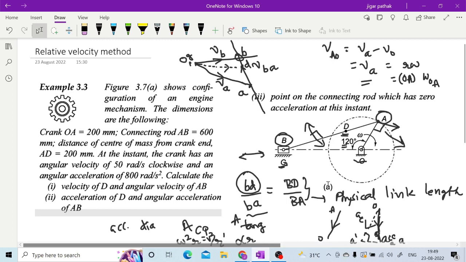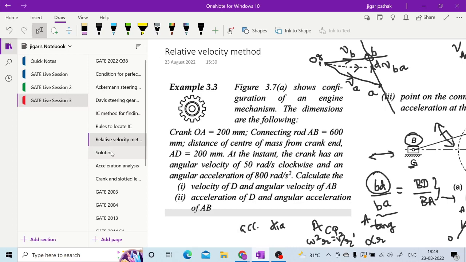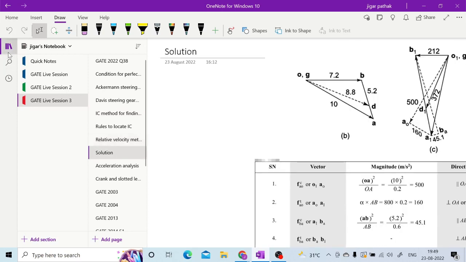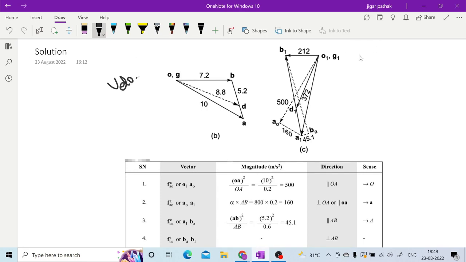So both the velocity and acceleration diagrams for this construction are there. I am showing it to you now with this basic information and basic idea. You can see the velocity and acceleration diagram for that particular configuration. This is the velocity diagram and this is the acceleration diagram. In the velocity diagram, as we have seen, first OA is drawn, then this direction and this direction are drawn, and then this T point is located. Like this the velocity diagram is drawn.